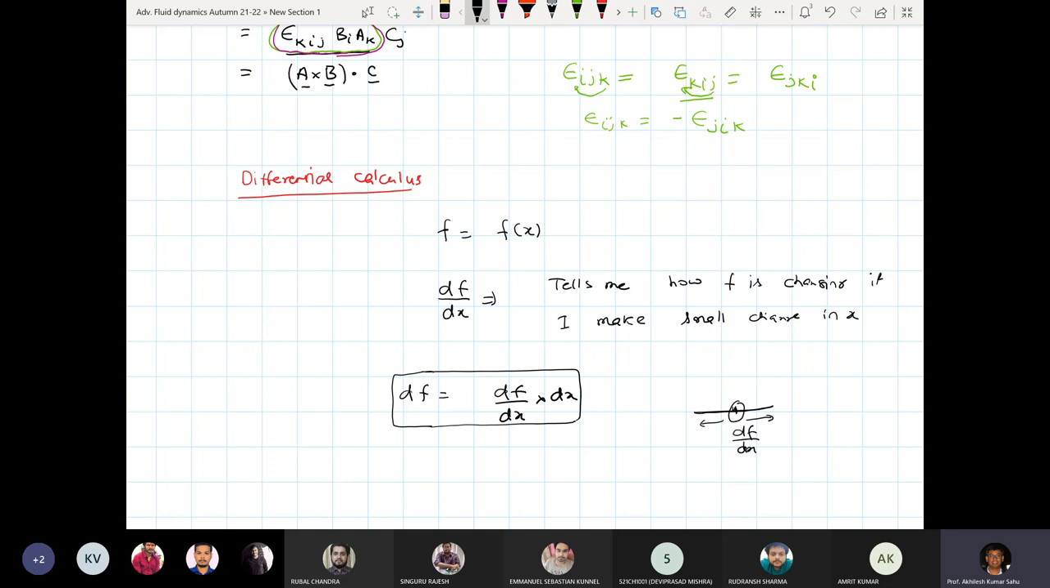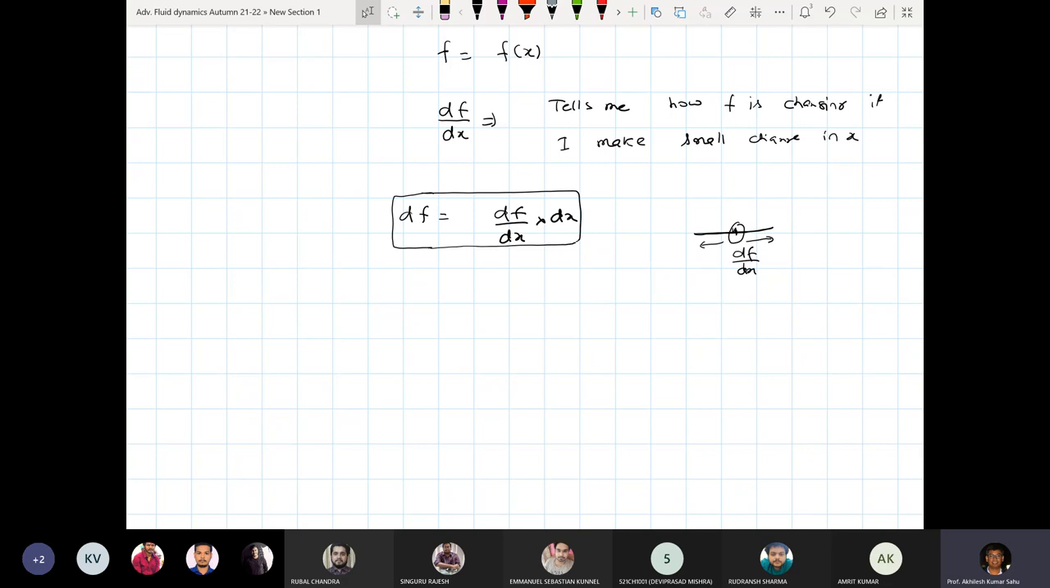Okay. Second case, let's say I have a function of x1, x2 and x3. Earlier it was x only, but now I have a function of x1, x2 and x3. From a given point I can move in this direction or this direction or this direction; I can go in an infinite number of directions. Here there were only two directions, and if I have the information about df by dx, I can tell you the change in f if I change x by a small amount.